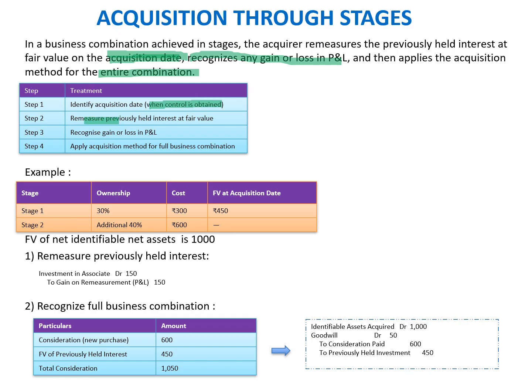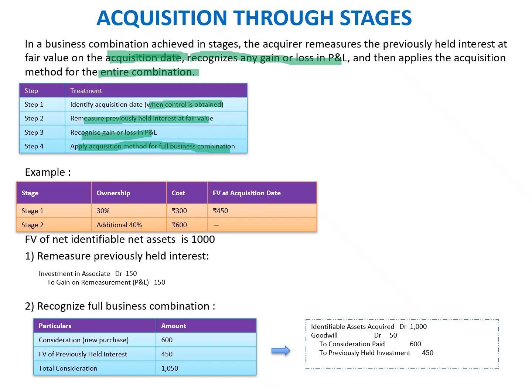Step two, remeasure the previously held interest at the fair value. Step three, recognize the gain through the P&L. And step four is to apply the acquisition method to the full business combination. So these are the four stages in which the entire acquisition process is going to get wrapped up when we are doing the accounting for the step acquisition, or this acquisition through stages.